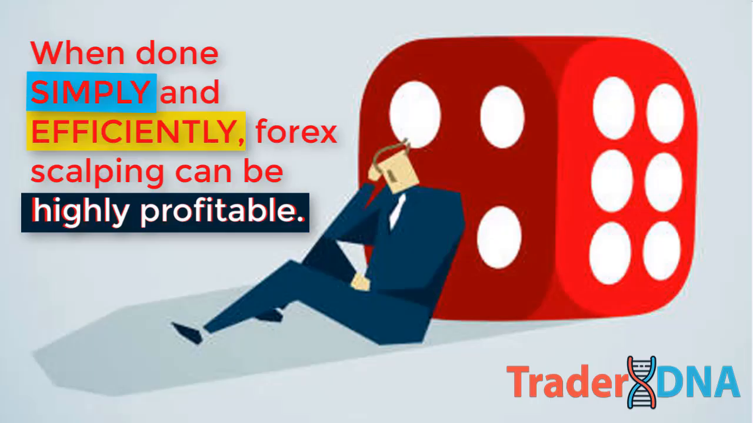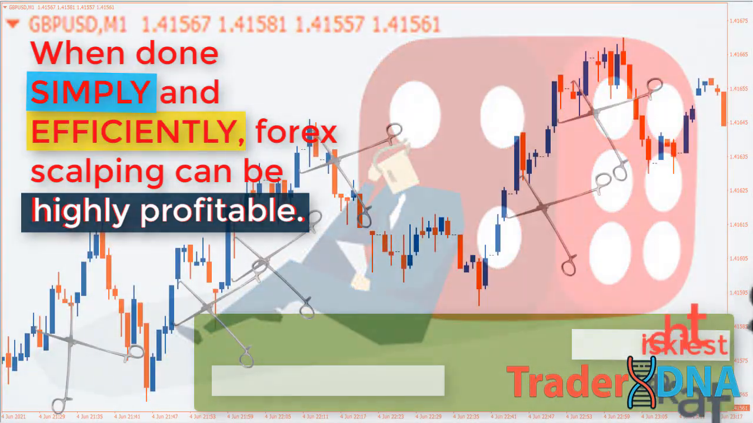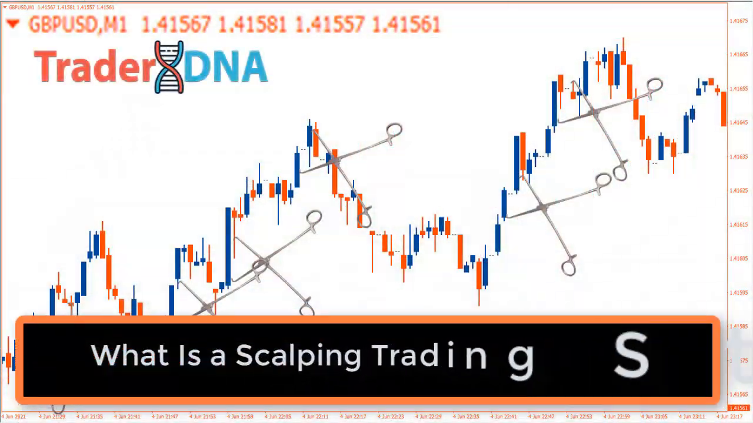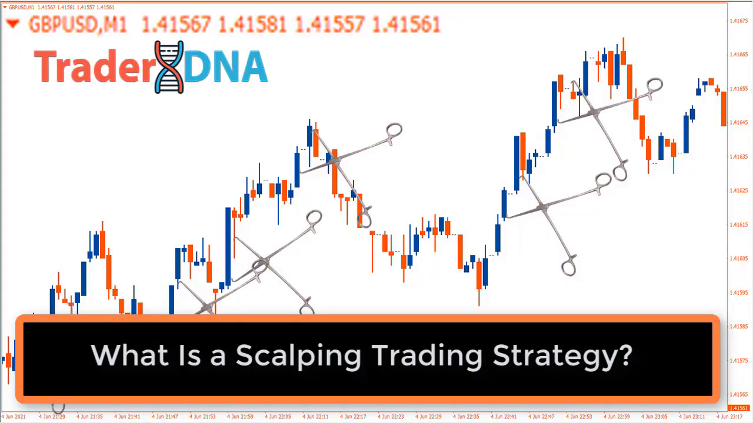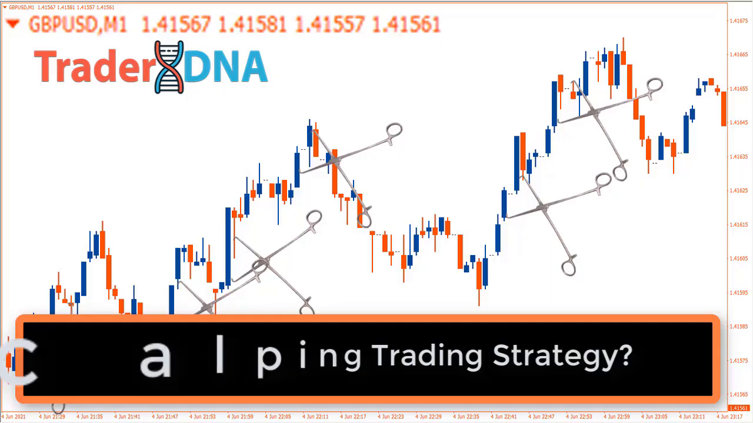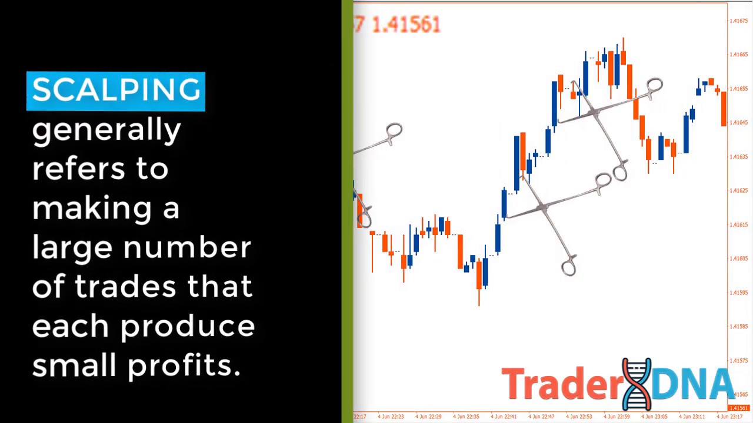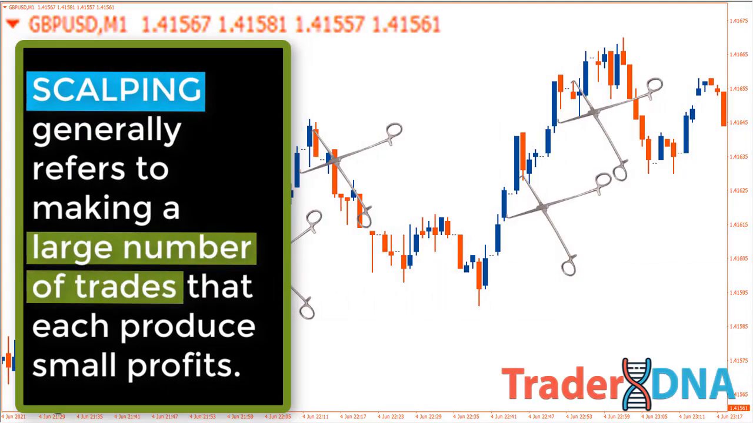And now, before you think of scalping, we should explain what it is exactly. What is a scalping trading strategy? Scalping is a method of trading based on real-time technical analysis. When it comes to Forex trading, scalping generally refers to making a large number of trades that each produce small profits. Rather than holding a position for several hours, days or weeks, the main goal of scalping is to make a profit in as little as minutes, gaining a few pips at a time.